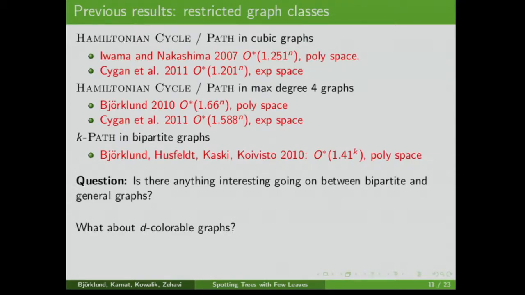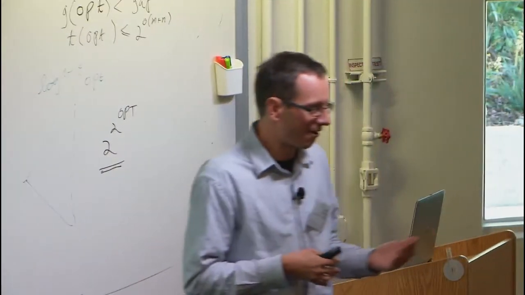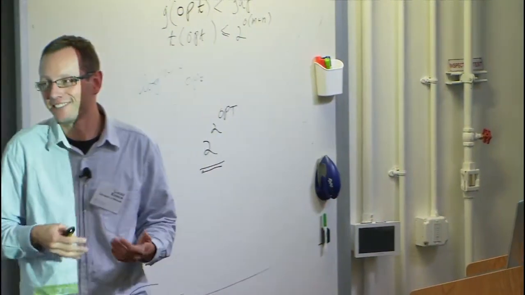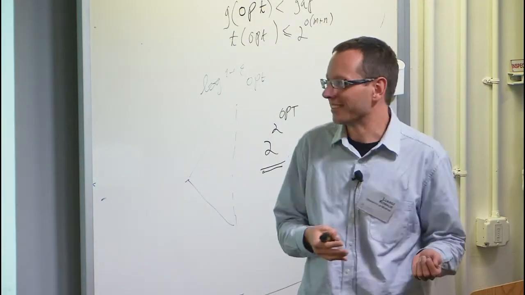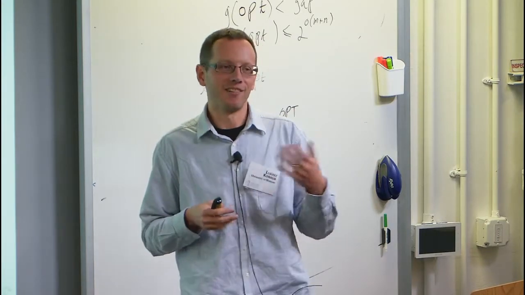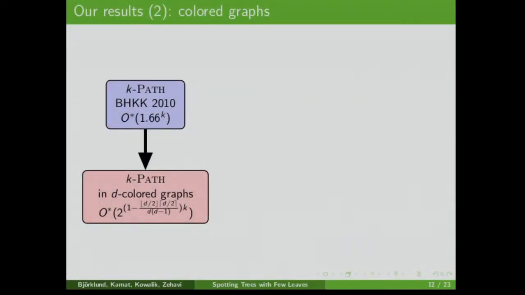Actually, instead of d-colorable graphs, I would prefer to talk about colored graphs. Because if somebody gives you a two colorable graph, you can two color it easily. But if somebody gives you a three colorable graph, well, you don't know how to color it. So assume that you get a graph with a coloring. Then we showed this beautiful bound. When you put d equal 2 here, you get square root of 2, as before.